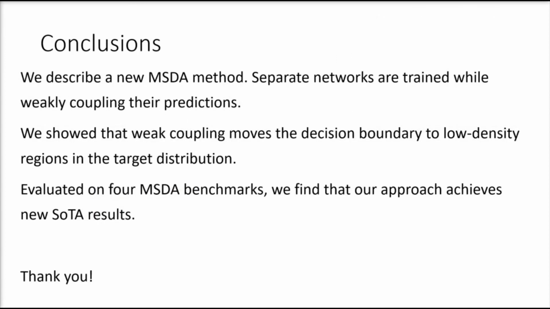This paper describes a new multi-source domain adaptation method. Separate networks are trained while weakly coupling their predictions. We showed that this weak coupling moves the decision boundary to low-density regions in the target distribution. Evaluated on 4 multi-source domain adaptation benchmarks, we find that our approach achieves new state-of-the-art results.